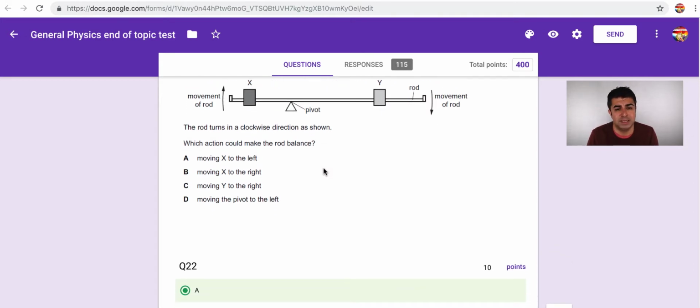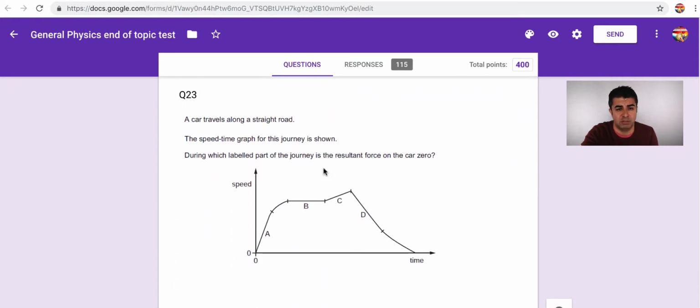Well, I hope you can see the answer has to be A. Because if you move it to the right, X is getting closer to the pivot in part B there. Therefore, it would be a smaller moment. Moving Y to the right makes the clockwise moment even bigger, and moving the pivot to the left would again make the anti-clockwise moment smaller. You're trying to make the anti-clockwise moment bigger, that's why it's A.